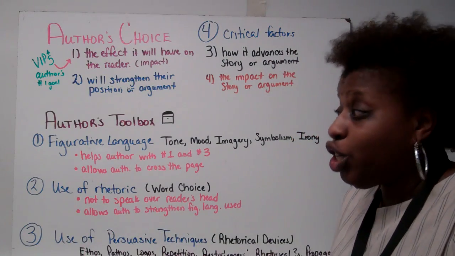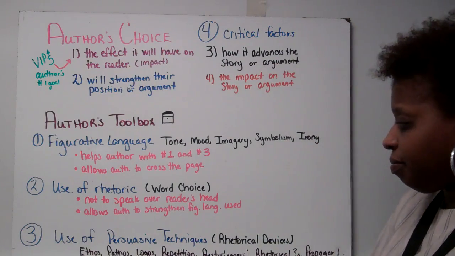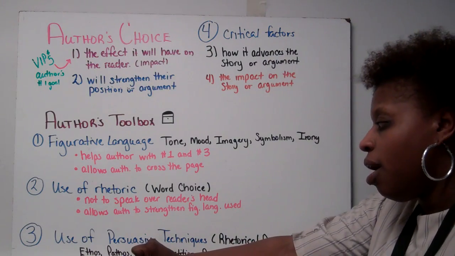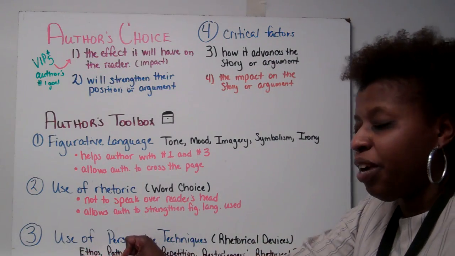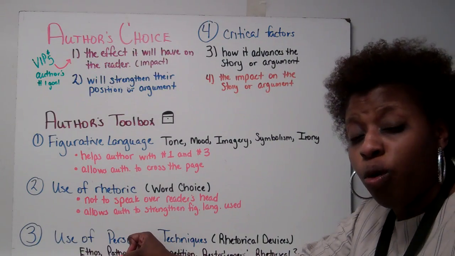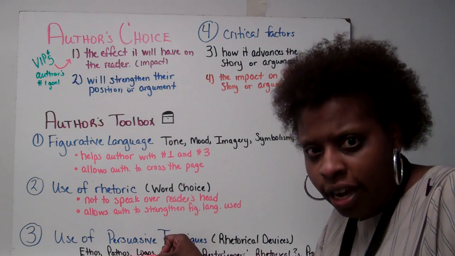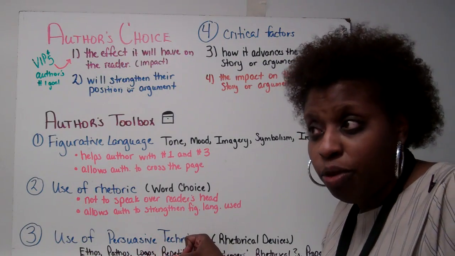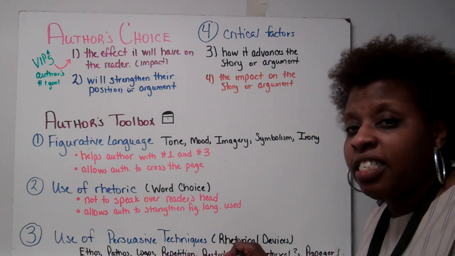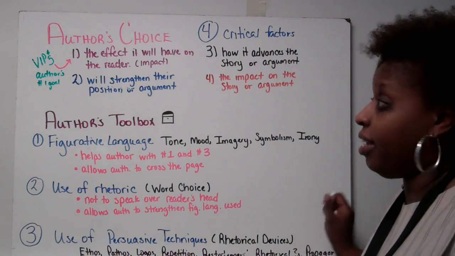The third one, use of persuasive techniques, aka rhetorical devices. So, we have some words you should recognize. Ethos, pathos, logos. Remember, ethos is the moral credibility of how they use their morals and their credibility to persuade you. Pathos is them using emotional techniques to persuade you. And logos is them using logic and common sense to persuade you. Then we have techniques like repetition, restatement, rhetorical questions, and propaganda techniques.